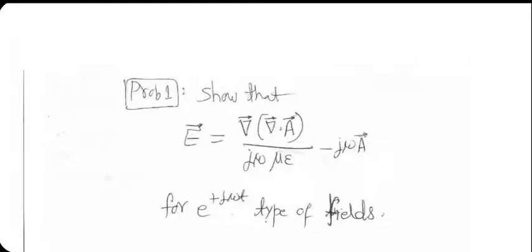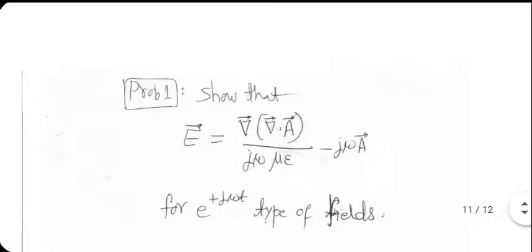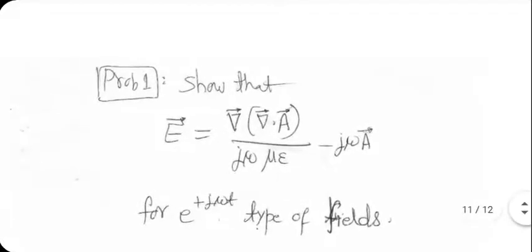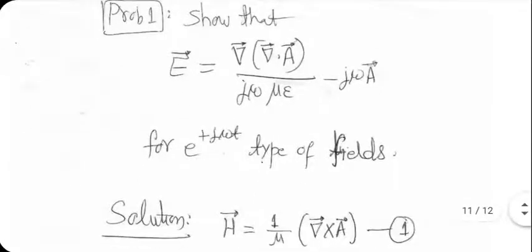It's an identity that we are supposed to prove based on what we have done so far. What they're indirectly telling you is that if you know A, you can directly calculate E using this identity. You don't have to worry about calculating H at all. But how to prove this? That is the issue right now. The proof actually is quite simple.